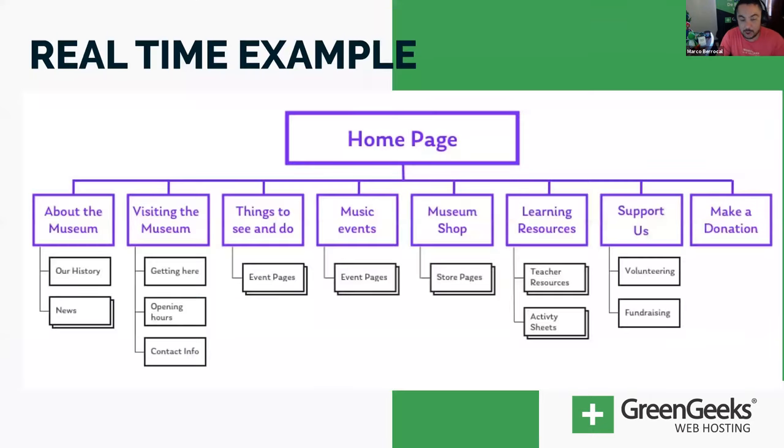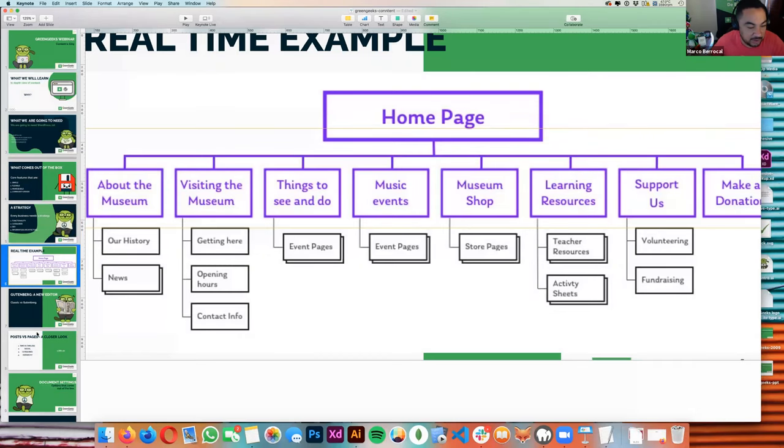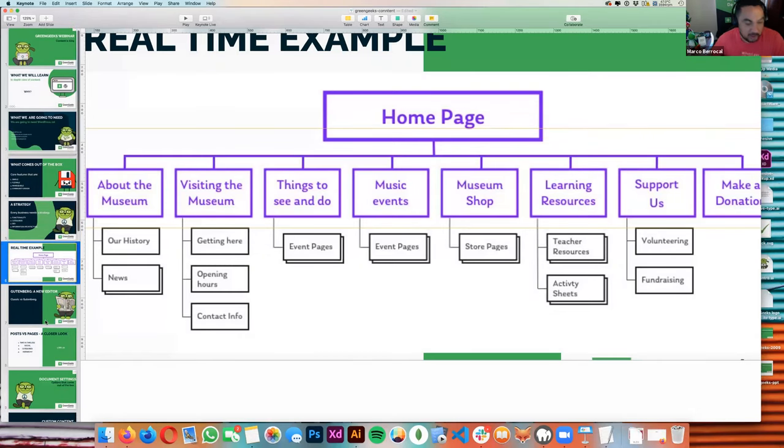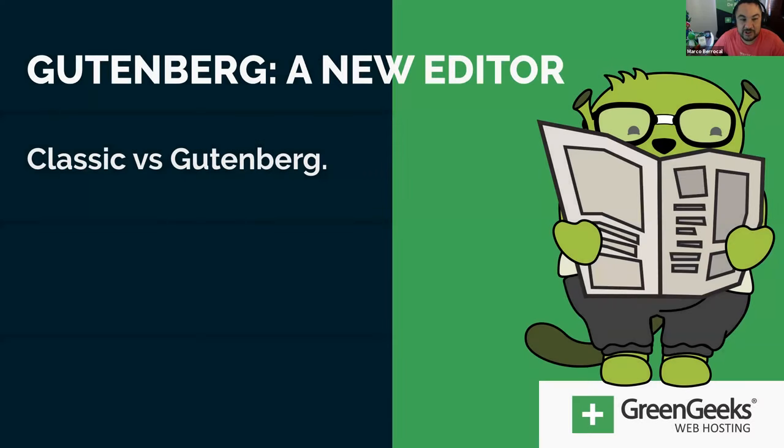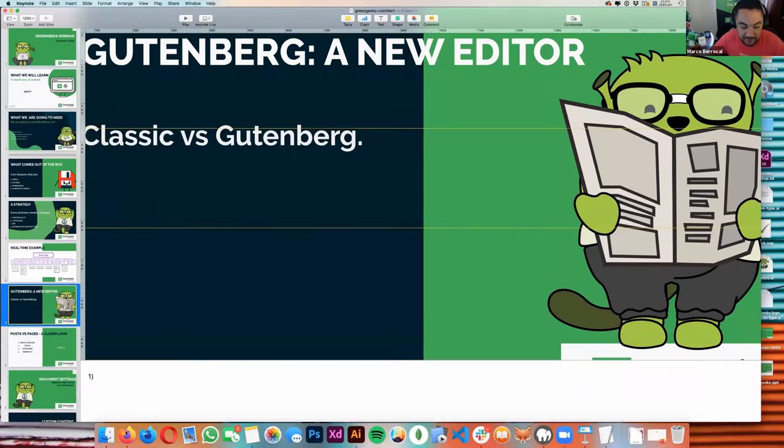Okay. So now I'm going to go back and I'm going to talk a little bit about WordPress. Okay. So now we're going to shift to WordPress. So I'm going to talk about Gutenberg, the new editor. It's classic versus Gutenberg. Okay. I'm going to discuss that because some people might have one or the other.